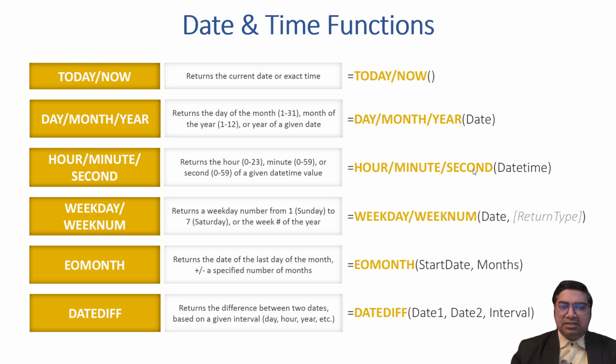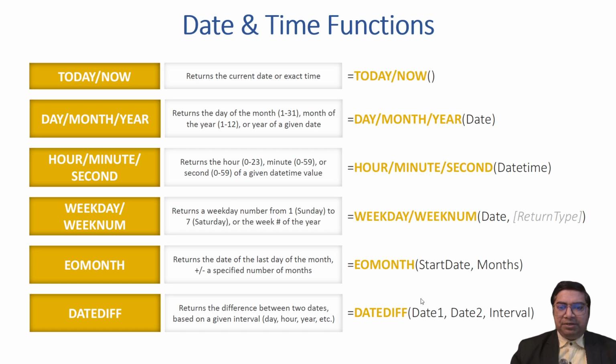EOMONTH simply extracts the last date of the month. If I want to get the last date of that particular month, we can use this formula EOMONTH. DATEDIFF. If I want to extract the difference between two dates in terms of days or hours or years, you can use DATEDIFF. The formula syntax is simple: DATEDIFF, date 1, date 2 and the interval, like day, hours, years, whatever we want. So these are some theoretical things.